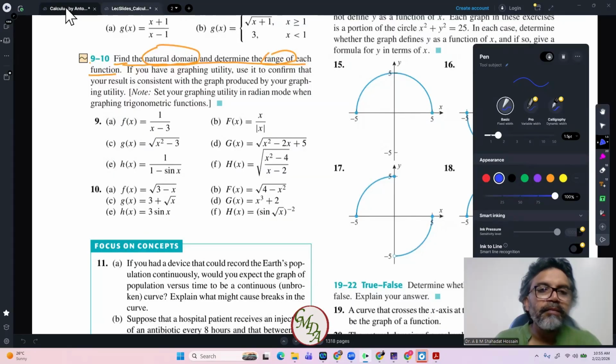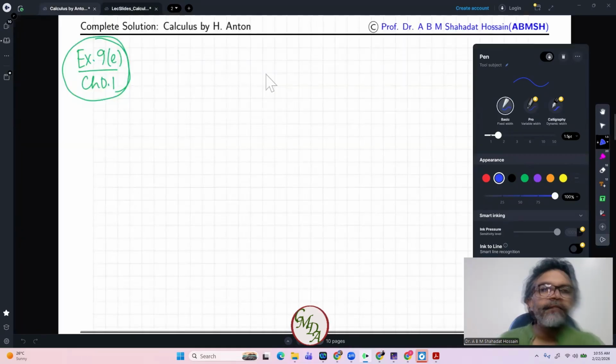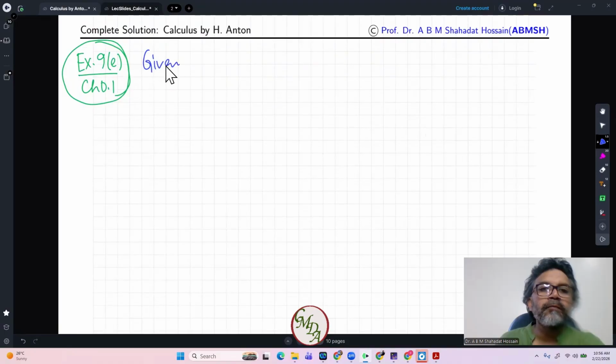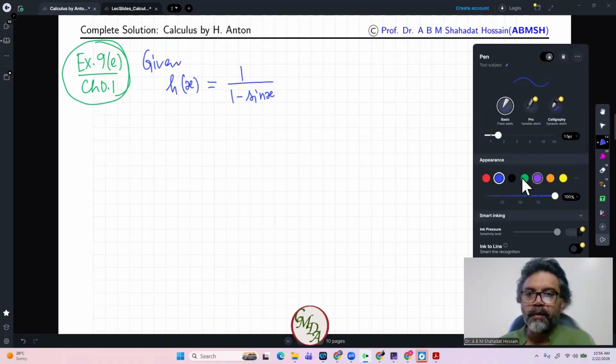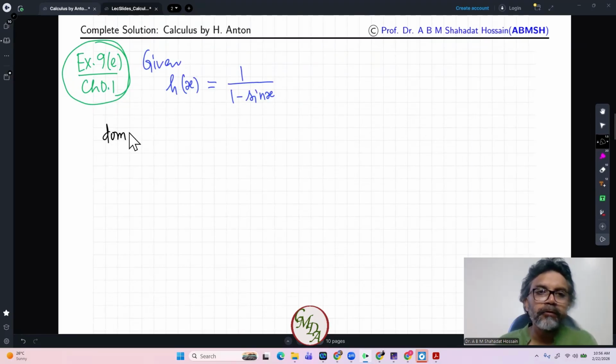Which is 1 by 1 minus sine x. A given function is h of x equals 1 by 1 minus sine x. So it involves trigonometric expressions. Again, it's a real valued function of a real variable. So the domain of this function h is, again, we write the definition: the set of all x such that h of x is defined.